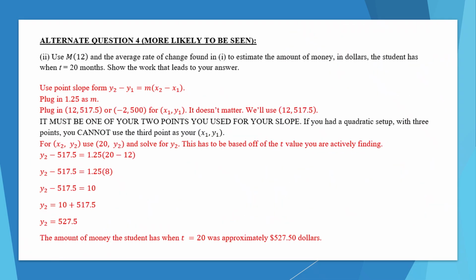All right, so here's the alternate version of question number 4. This is probably more likely to be seen on your AP exam, but there's a 50% chance you see this on your semester summative. So this question wants you to use m of 12, which we know is the point (12, 517.5), and then they want you to use the average rate of change found in part 1. That's just the slope that you found. So we have a point and we have a slope.